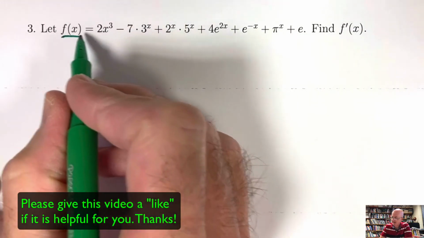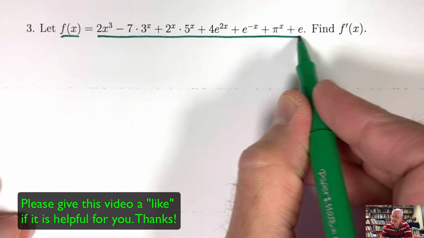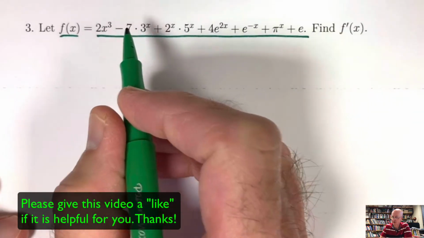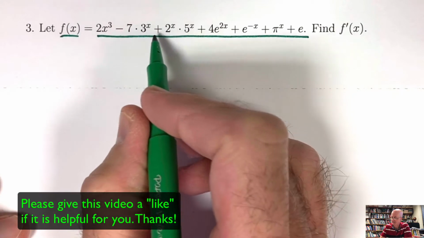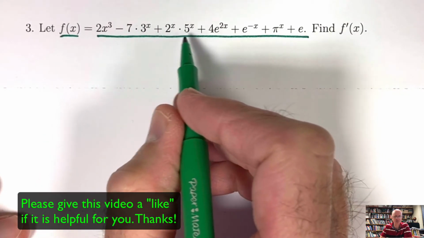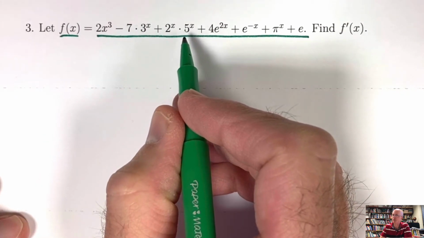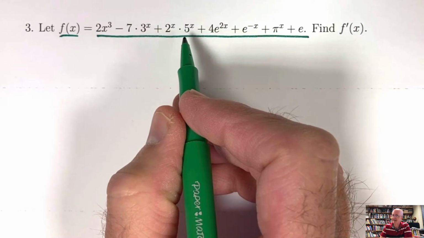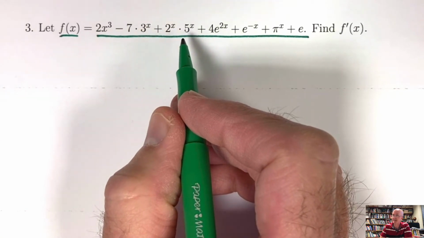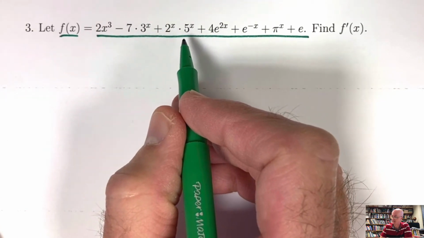Let f of x equal this entire thing, this linear combination of a bunch of, well, a power function there, exponential functions, the product of exponential functions. We don't know the product rule yet. I'm not saying is this possible. It turns out it is possible. We need to use another property of exponents.